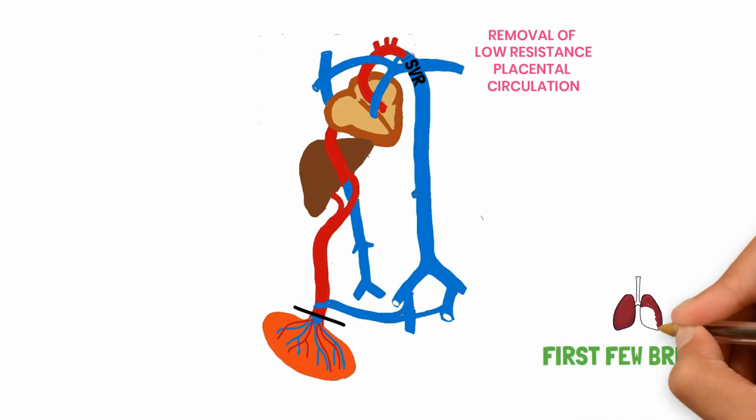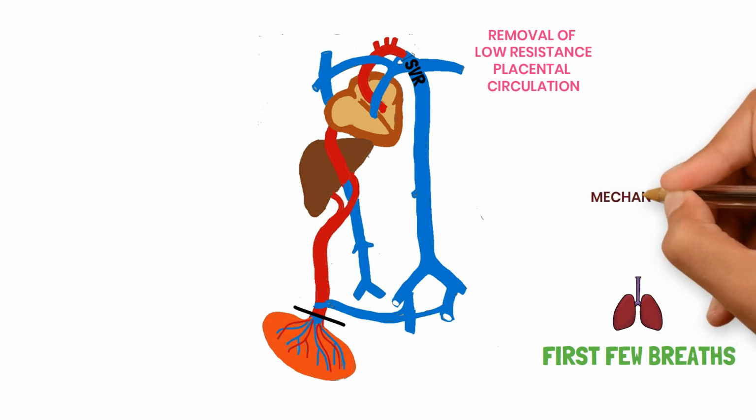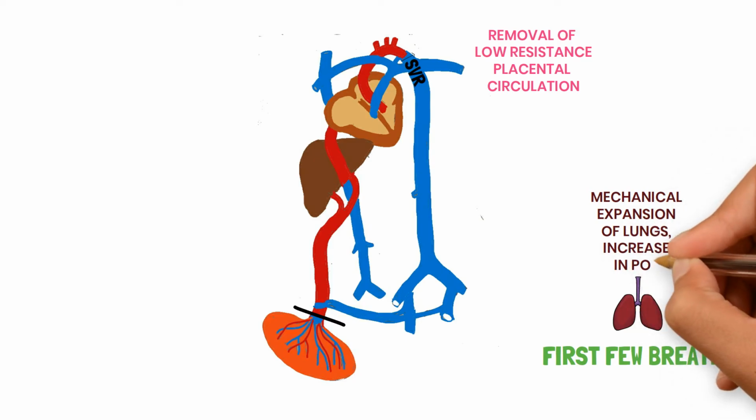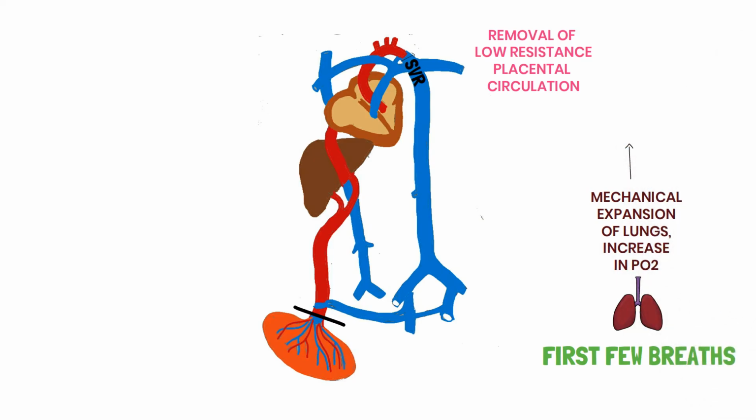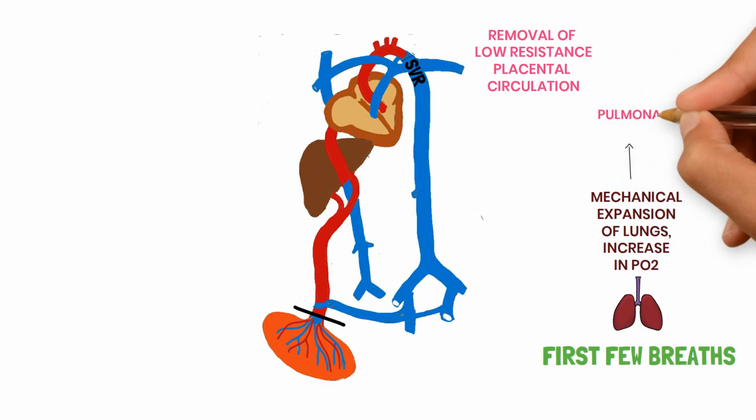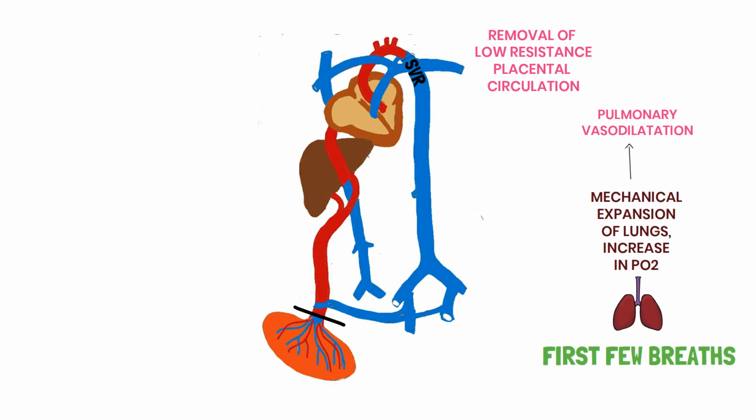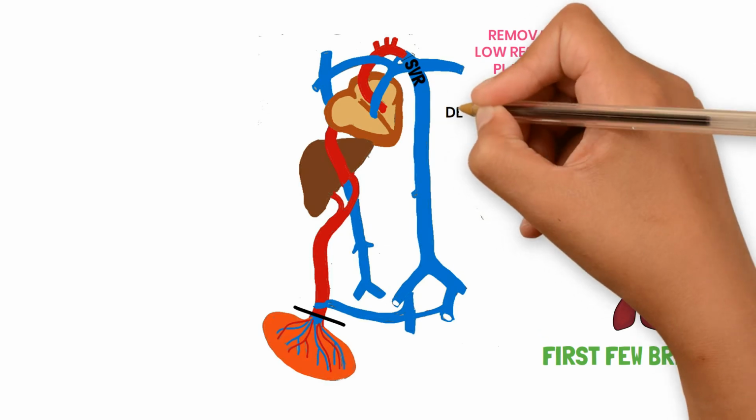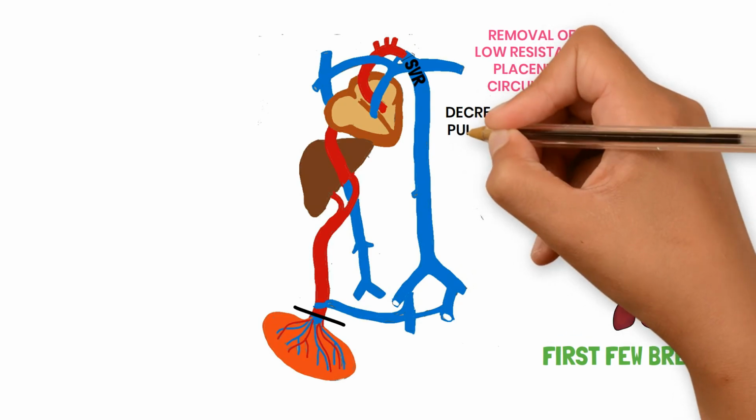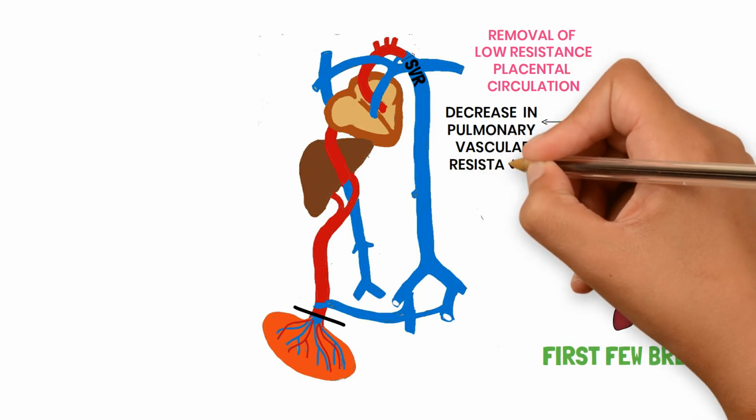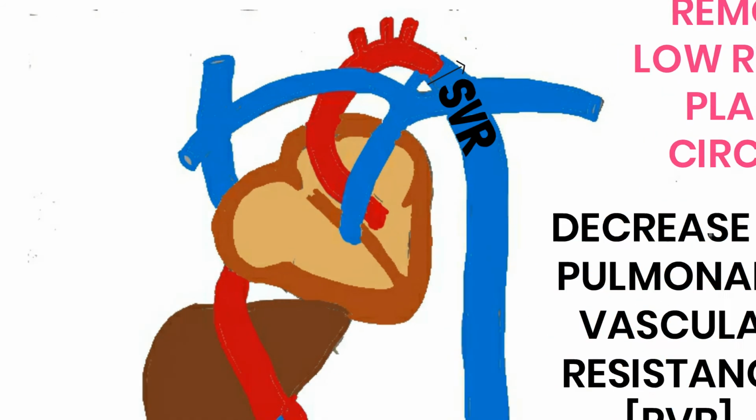So, oxygen enters lungs. This causes mechanical expansion of lungs, as well as there is increase in partial pressure of oxygen, together resulting in pulmonary vasodilatation. This causes fall in pulmonary vascular resistance. So, on the one hand, we have increase in systemic vascular resistance. On the other hand, we have decreased pulmonary vascular resistance.